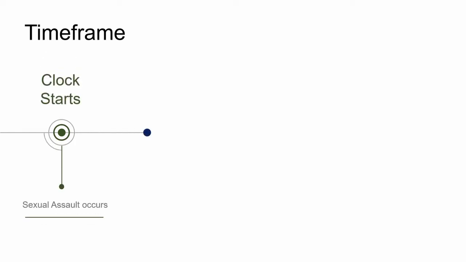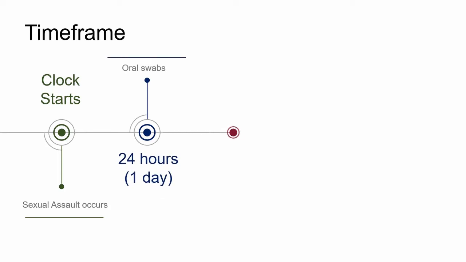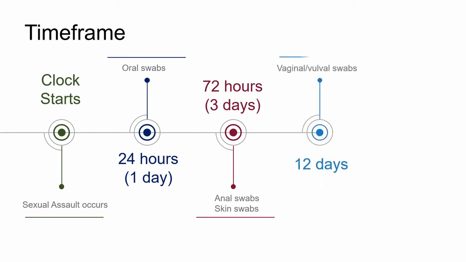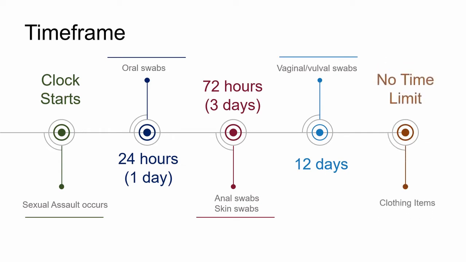In summary, here is a diagram that helps with the time frame for the collection of evidence. The clock starts at the time that the sexual assault occurs. Oral swabs may be collected for up to 1 day or 24 hours. Anal swabs and skin samples may be collected for up to 3 days or 72 hours. Internal vaginal swabs and external vulval swabs for 12 days, and there is no time limit with respect to the collection of clothing items, as deposits on these items may be retained for a lengthy period of time.